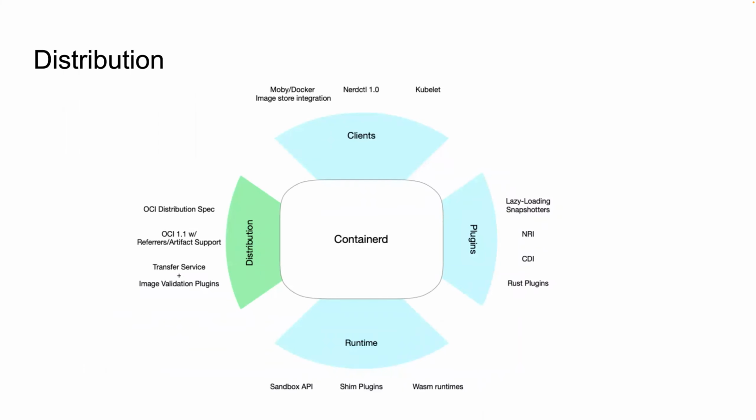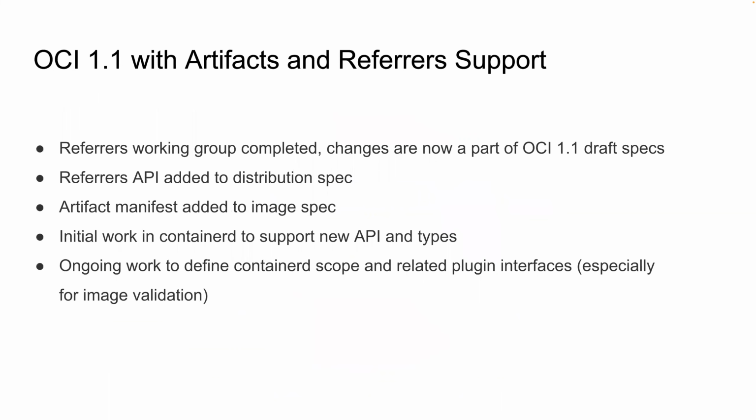I'm going to briefly talk about distribution stuff since we're running out of time. But some of the stuff that's going on there, we have the OCI 1.1. So there was a working group that's been going on for like a year, kind of completed its work, and now we have a 1.1 draft specs. This defines a new refers API and distribution.